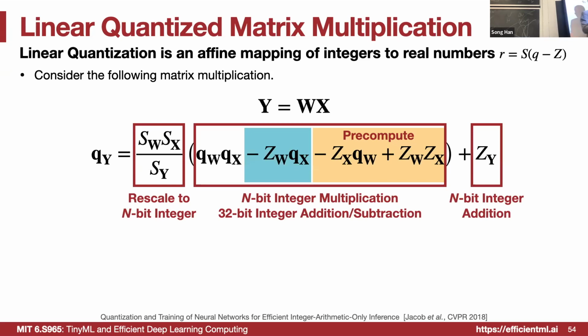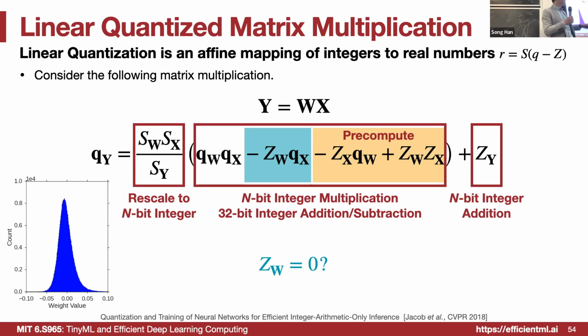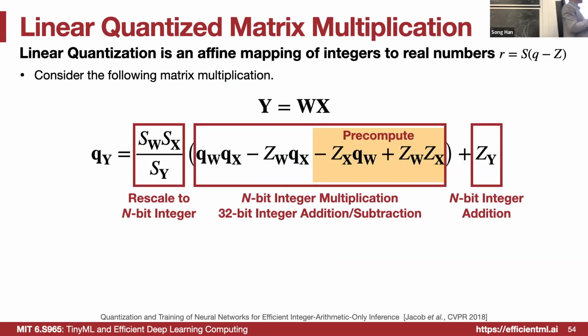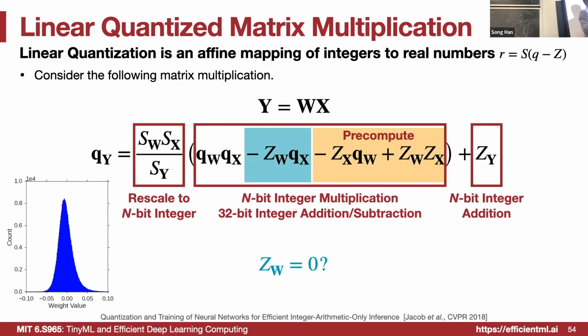What about this ZW times QX? So ZW is the zero point for the weights. And QX is not a constant, therefore we cannot pre-compute that. So how do we eliminate that? We see the distribution of the weight. Usually it forms roughly a normal distribution where the center is roughly around 0. So during quantization, to make the calculation easier, we just set this ZW to be 0. So that we can eliminate this term, this green term.